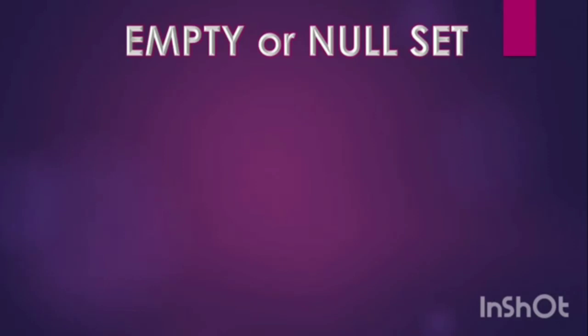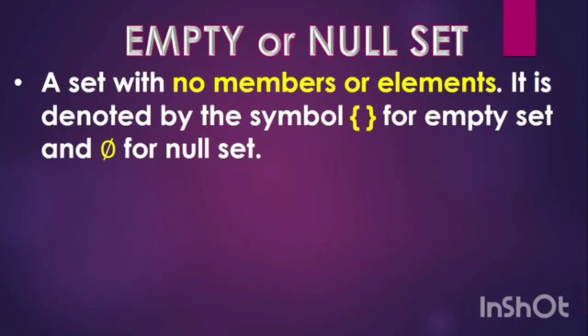Next, empty set or null set. A set with no members or elements. So, kapag ang set mo ay walang members or elements, wala siyang laman, ibig sabihin, that is an empty set or null set. So, meron tayong symbol na ginagamit dyan. For empty set, it looks like a bracket. For null set, it looks like an oval with a slash. So again, we can make use of symbol for empty set and null set.